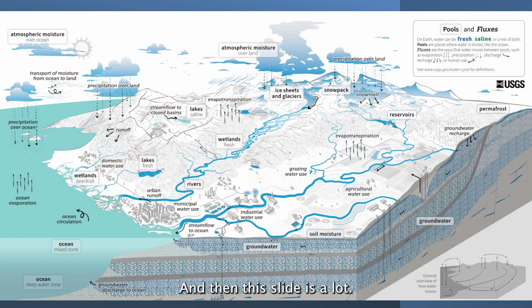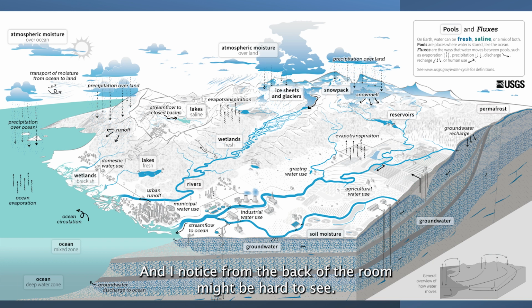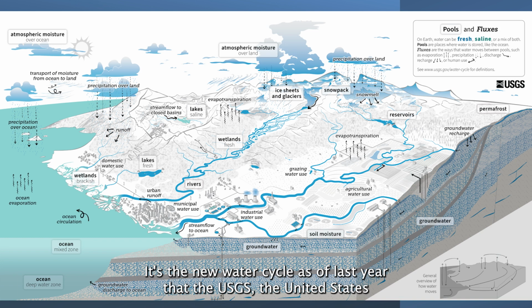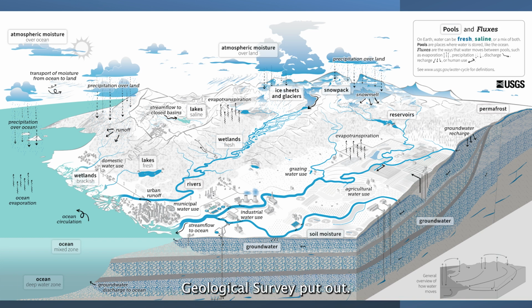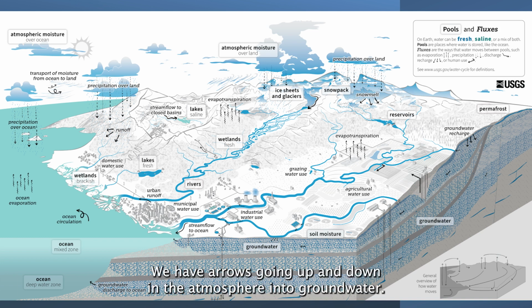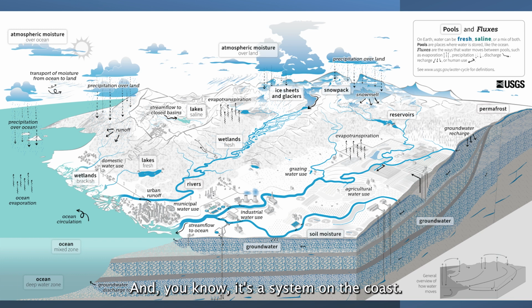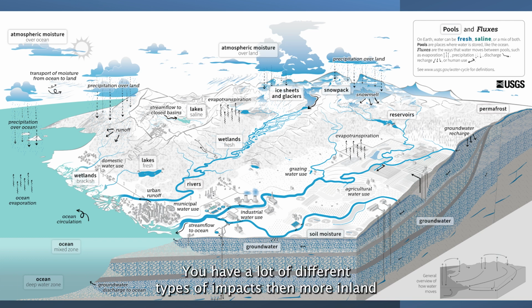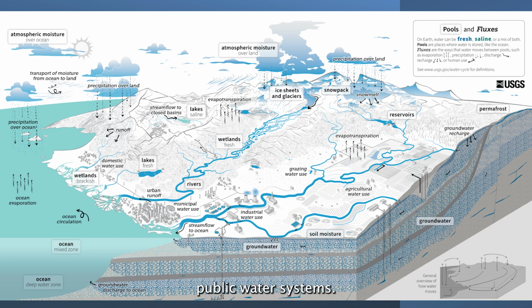And then this slide is a lot. I noticed from the back of the room, it might be hard to see. It's the new water cycle as of last year that the USGS, the United States Geological Survey, put out. I thought it did such a great job illustrating what a water cycle is. Oftentimes we talk about it and we have arrows going up and down in the atmosphere into groundwater. And as a system on the coast, you are with the ocean water cycle. You have a lot of different types of impacts than more inland public water systems.